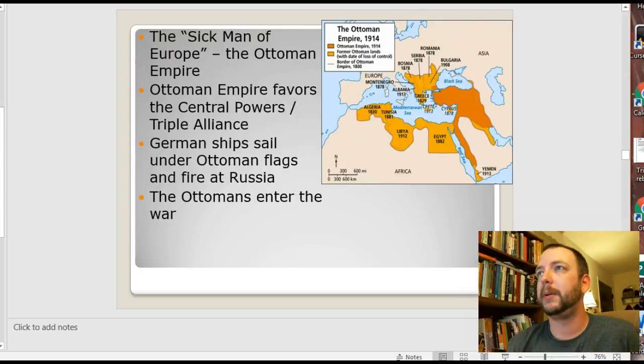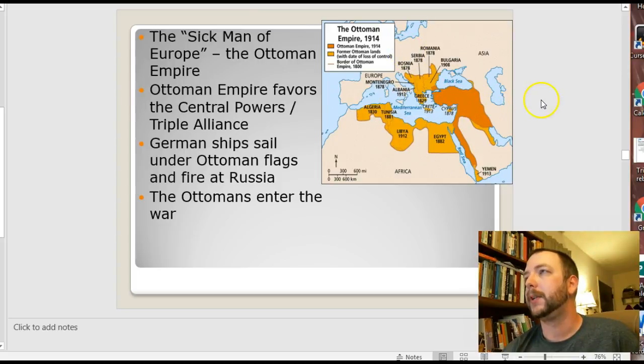Now that brings us to the Ottoman Empire, which is sometimes known as the sick man of Europe. The Ottoman Empire had existed for several centuries to this point, and you'll notice, according to this map, that it used to be a lot bigger than it was by the time of 1914. They had lost a lot of territory to France and Great Britain mostly, and some to Austria-Hungary and Russia. So they were losing for a long time. That's why they're known as the sick man of Europe.